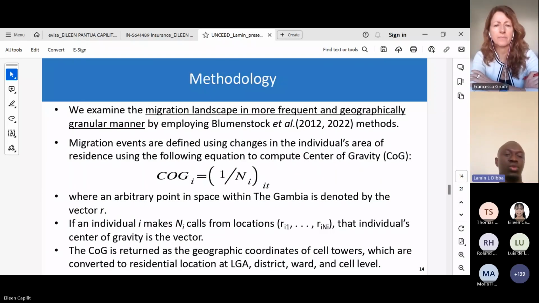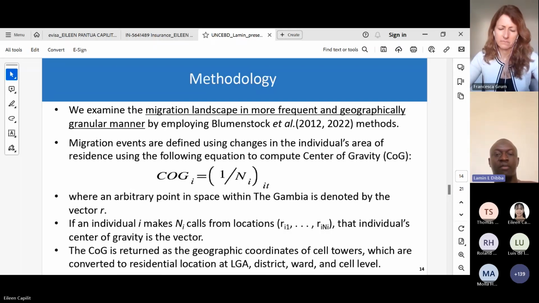So the methodology that is used, because we want to examine the migration landscape in a more frequent and geographically granular manner, it was then agreed to use the Blumenstock methods, where the focus is on the center of gravity. And then, in summary, once the center of gravity is calculated, this data is converted to the person's residential location at the LGA level, at the district level, at the ward level, and at the cell tower level.